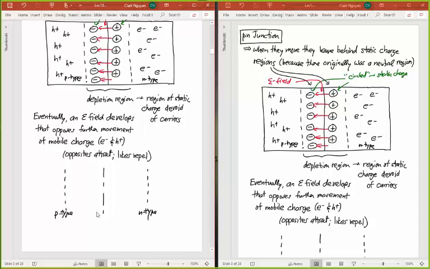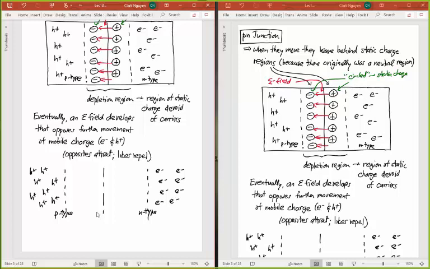Outside here, I've got all these electrons. So these are our free mobile charge carriers on the N-type side, and those are all electrons. On the P-type side, I'm of course going to have a bunch of holes, and these are also mobile, so I'll call them my charge carriers on the P-type side.